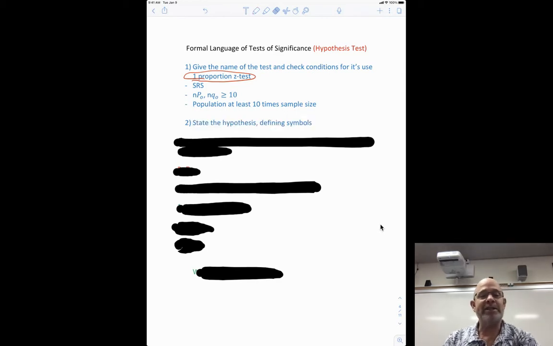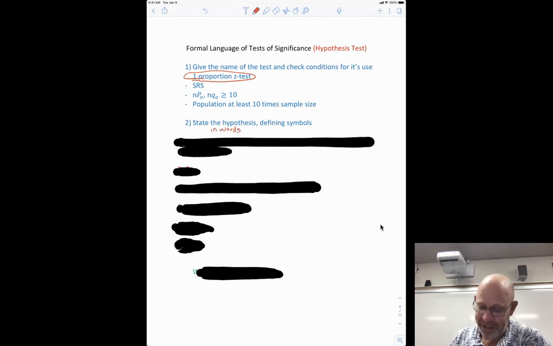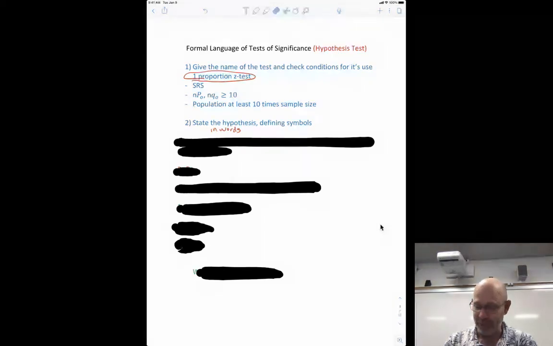The second thing you do is you state your hypothesis in words. And then typically after we say it in words once, we define symbols for them, kind of like a word problem in algebra, so we know what they mean. You've got to say it in words first, but then you can use the symbols afterwards.